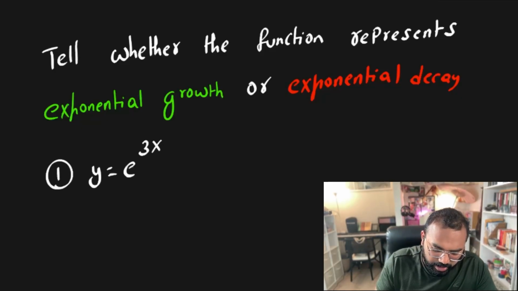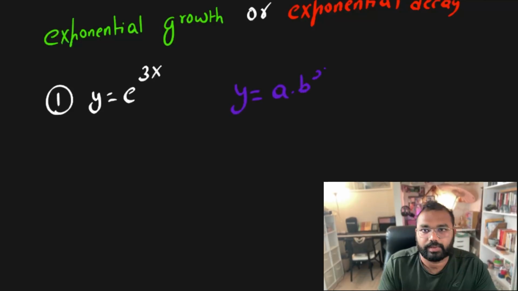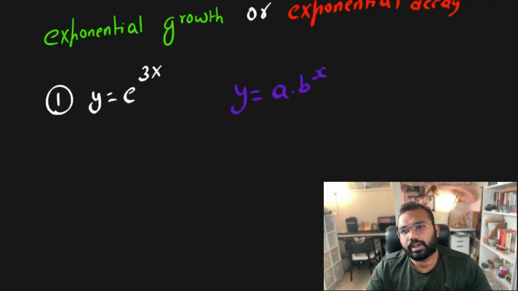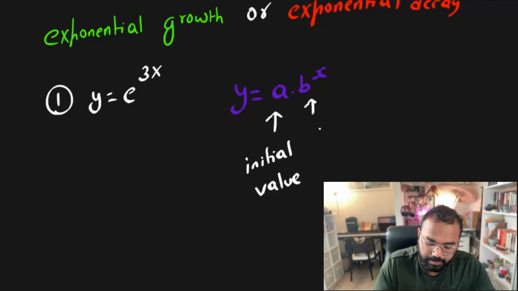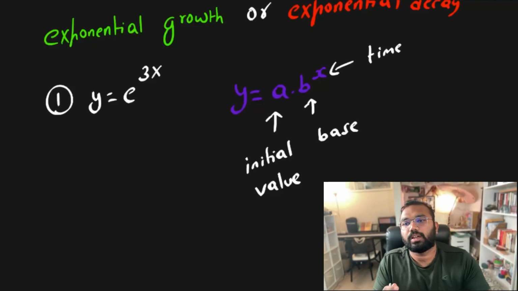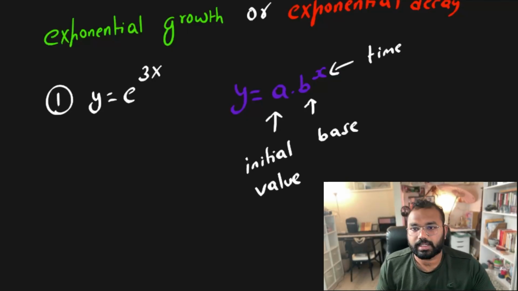Let's take our general exponential, y equals a times b to the power of x. This is a general exponential model where a represents your initial value, b represents a base, and x is basically an exponent or time, like how the function is varying with respect to time. So x represents time there.